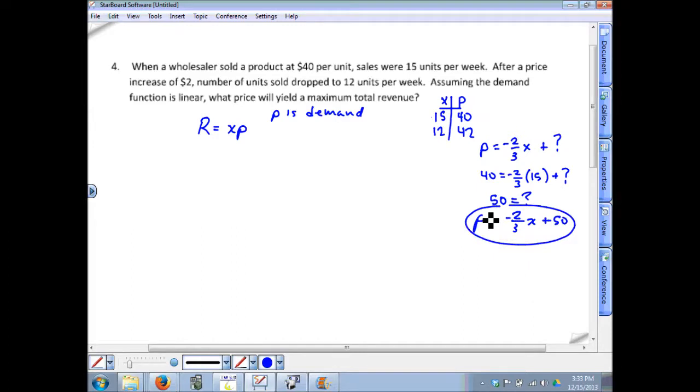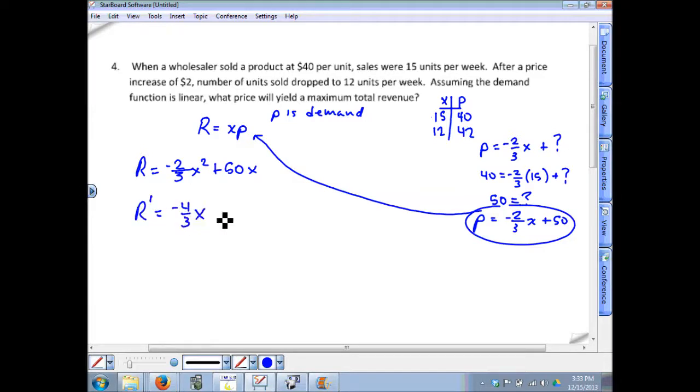Now we can take this, plug it into here, and get our revenue function by taking demand and timesing it by x. So revenue is equal to -2/3 x squared plus 50x. Now to maximize revenue, we need to find the derivative and set it equal to 0. So it's going to be -4/3 x plus 50.